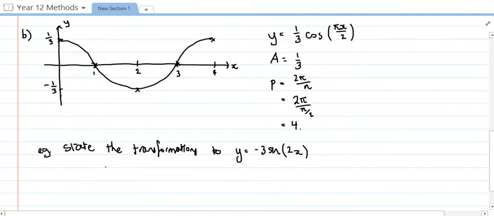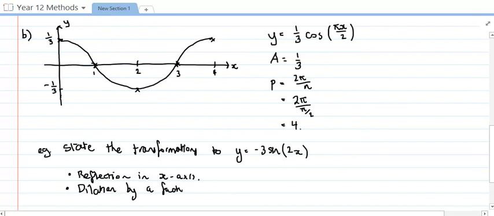So in an equation like this, the transformations do work exactly the same way as they do with any other function. So the first one that I would pick up on is the fact that there's a negative sign out the front, which is a reflection in the x-axis. Okay, there is also a 3 out the front, so that is a dilation by a factor of 3 from the x-axis.